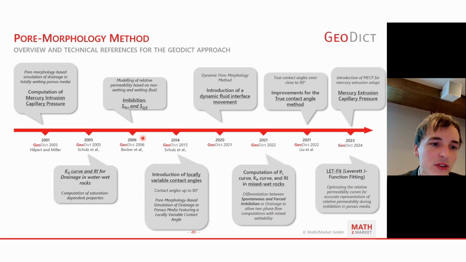I would also like to talk very briefly, for the sake of time, about the history of the method we have in GeoDict with the pore morphology method, which shows you the highlights of the development progress for that method. As I was mentioning before, the first method was introduced by Hilbert and Miller in 2001, with mercury intrusion capillary pressure becoming available in GeoDict.